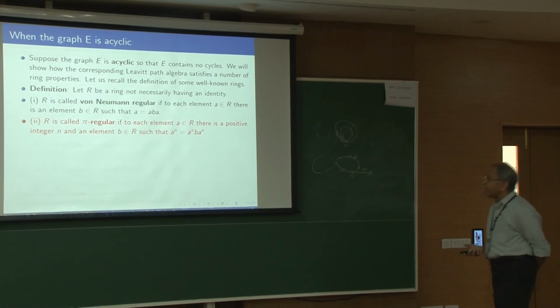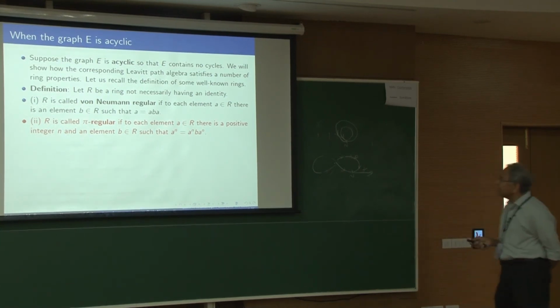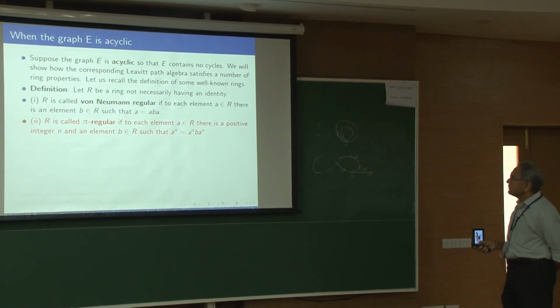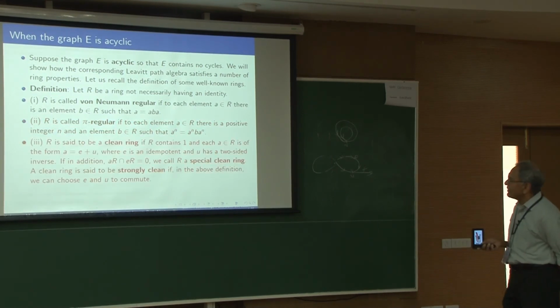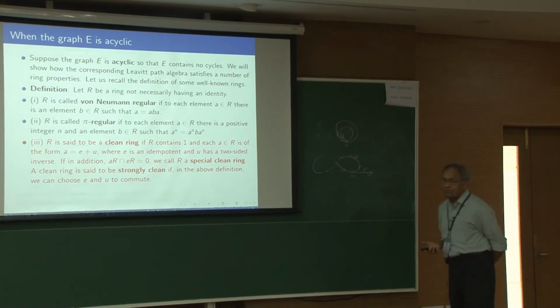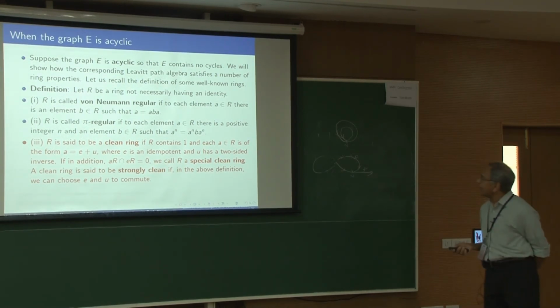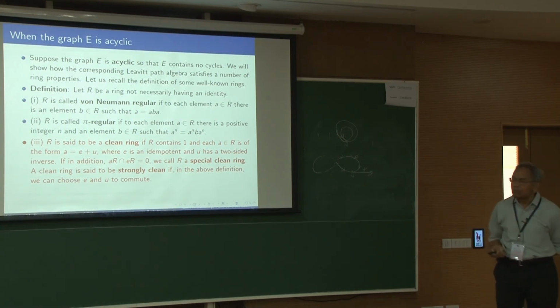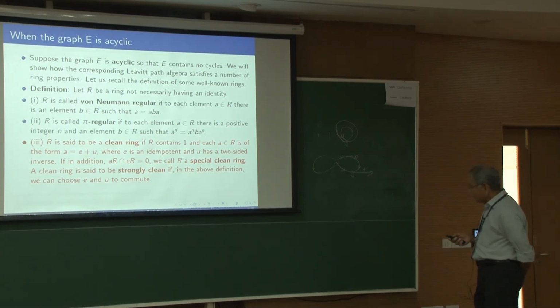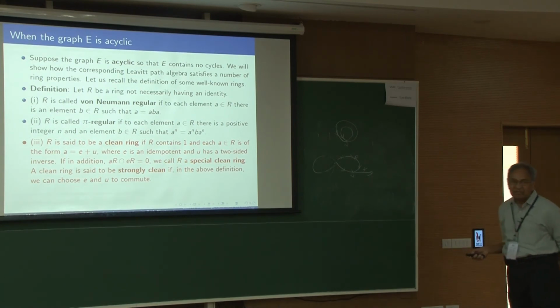A ring is pi-regular, which is very similar, if for every A, some power of A has this property: there is a positive integer n and an element B so that A to the n equals A to the n, B, A to the n. One more ring property: a ring is said to be a clean ring if it contains an identity and every element is a sum of an idempotent E and a unit U, that is, a two-sided invertible element.